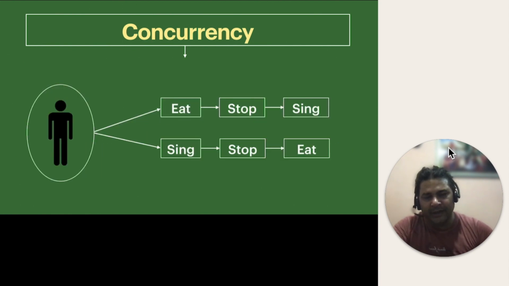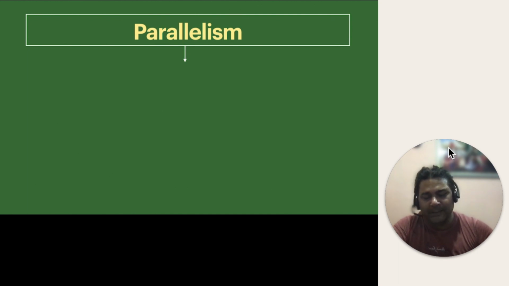Here is an example of concurrency. Here is a person and he is doing two jobs at the same time. He is eating and singing, but when he is singing he stops eating, and when he is eating he stops singing. So he is working concurrently but not simultaneously. So here the person is doing two jobs concurrently. He is doing two jobs at the same time, but he is switching between eating and singing.